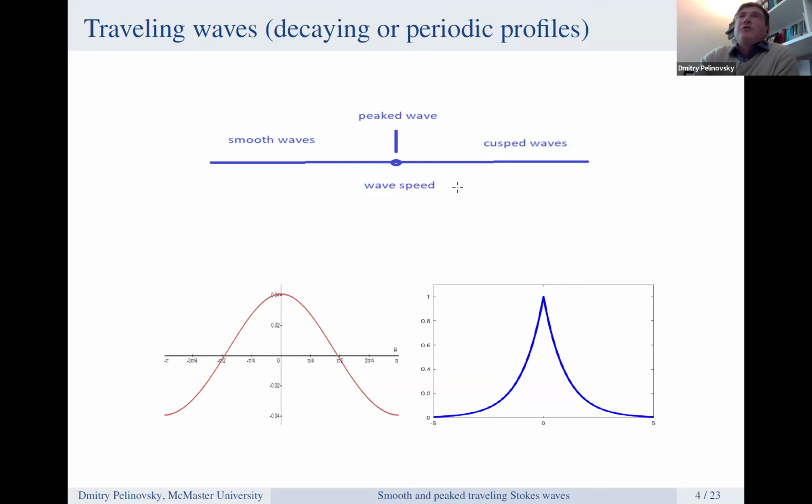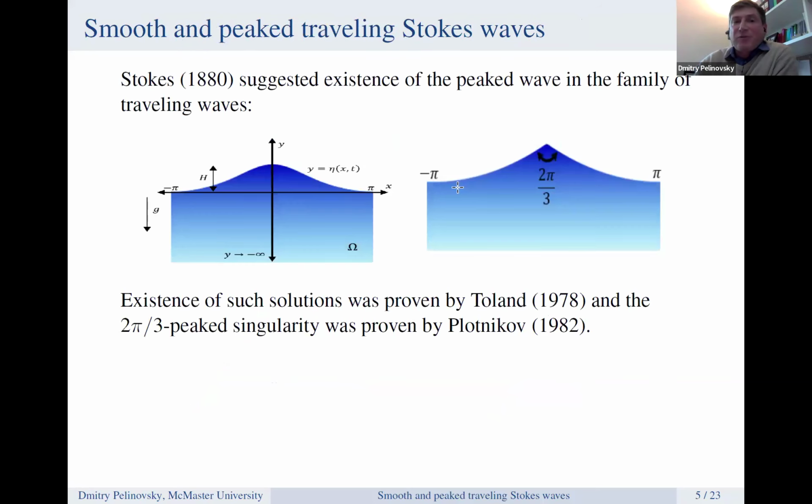Now, if you want to go away from these nonlinear PDEs and think about the original problems, the Euler equation, the Stokes wave, then obviously we know that there are smooth waves and there are peaked waves. Stokes himself predicted the existence of the peak wave with 120 degrees at the crest here, and the existence of such solutions was proven by Toland and his collaborators. The existence of this precise 2π/3 peaked singularity was proven by Plotnikov.